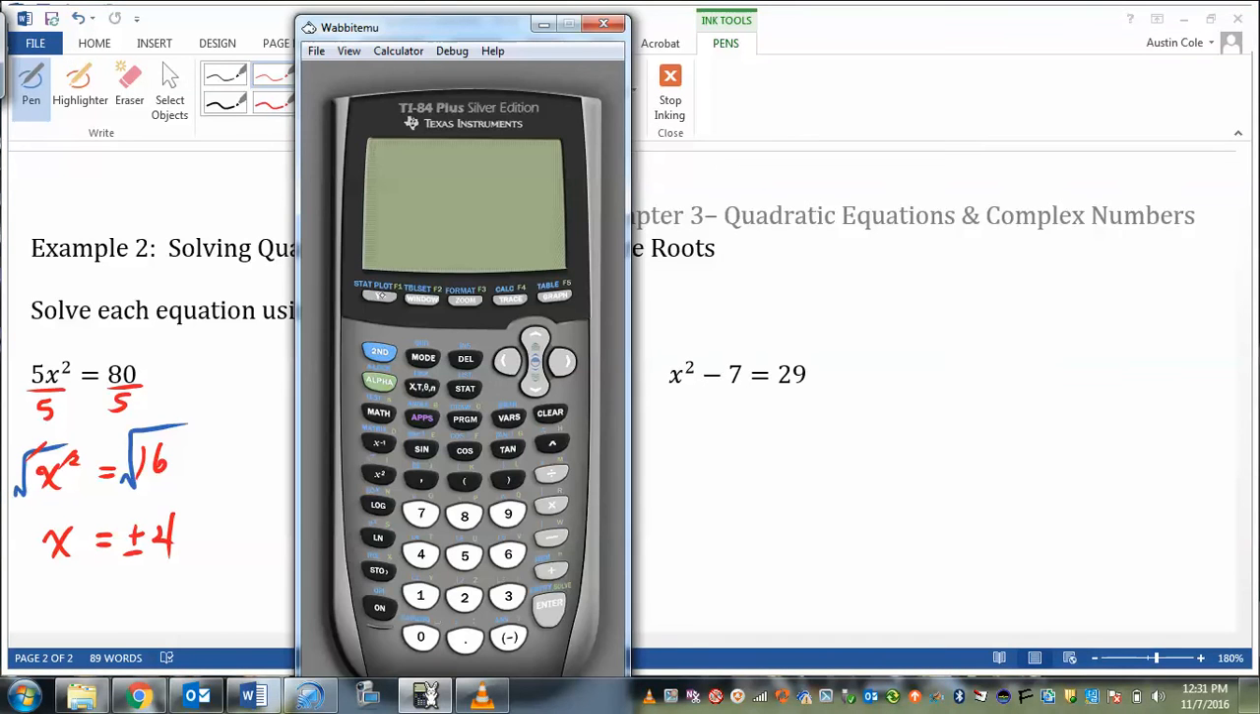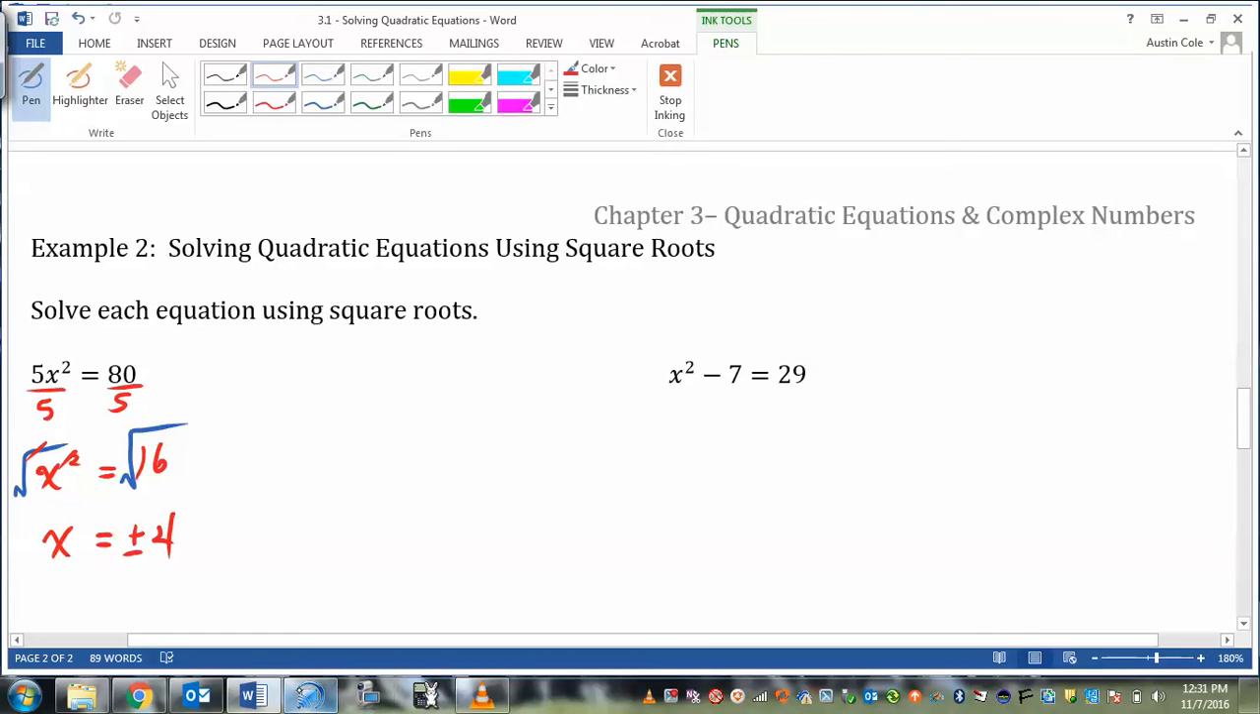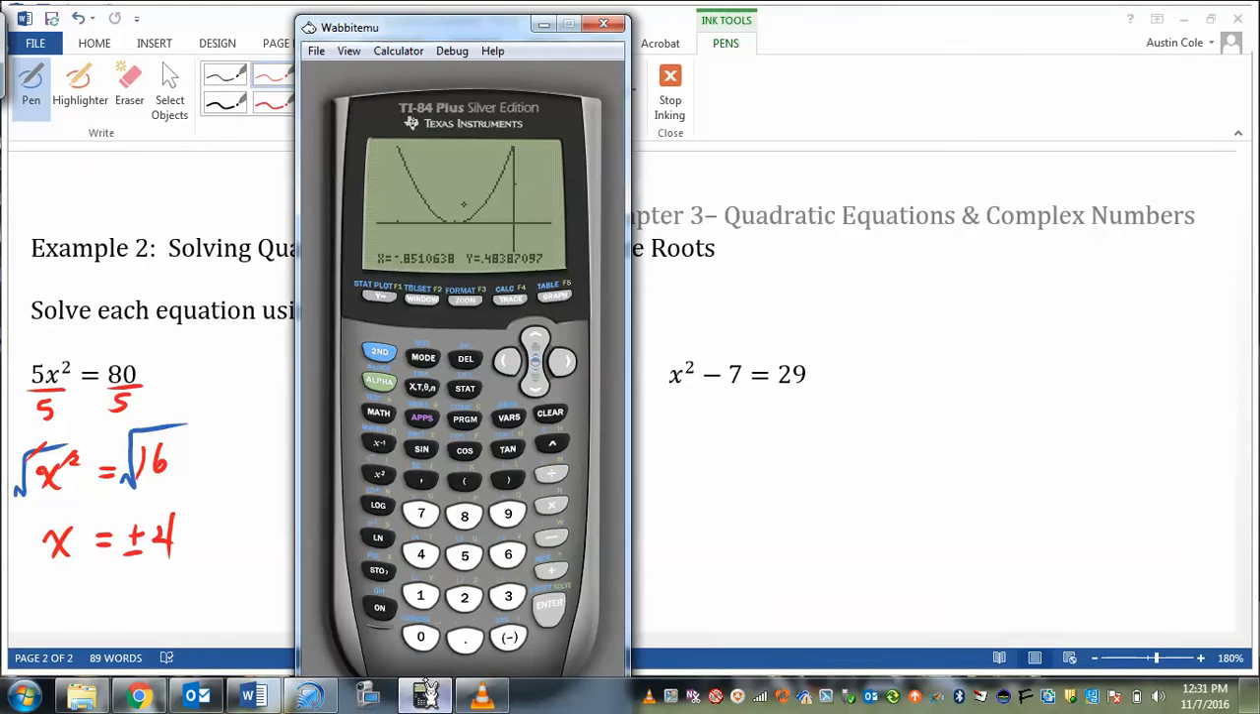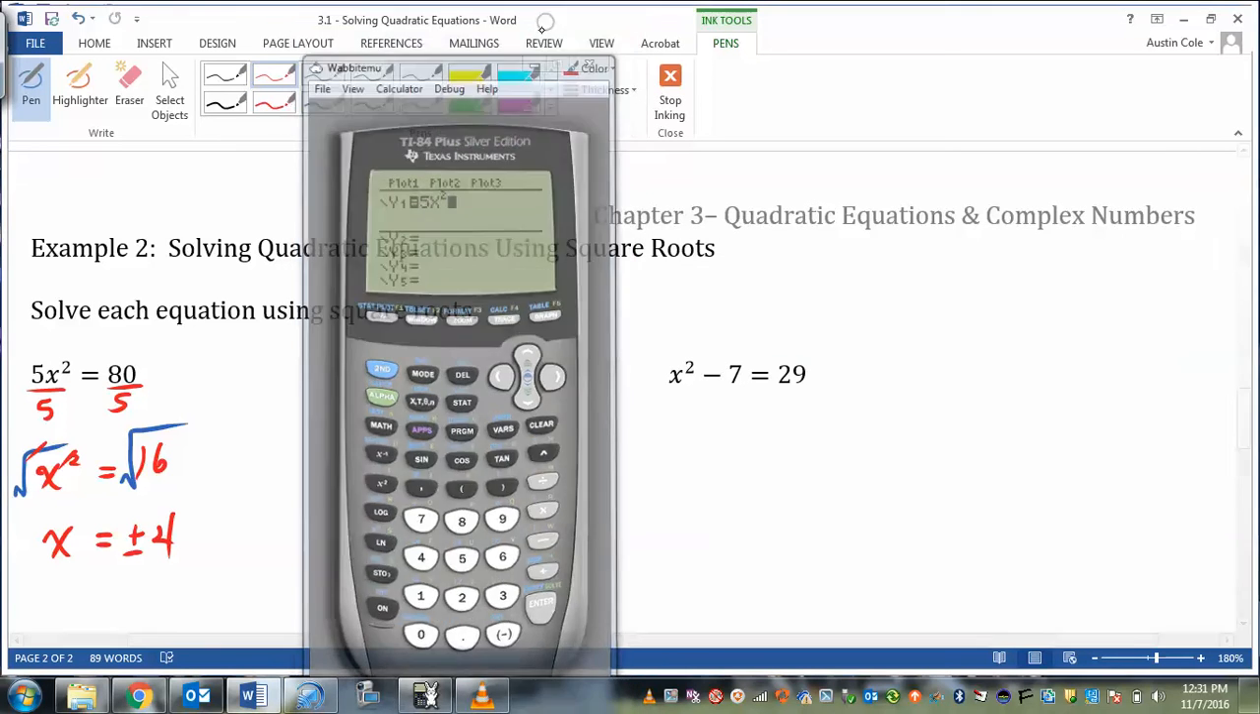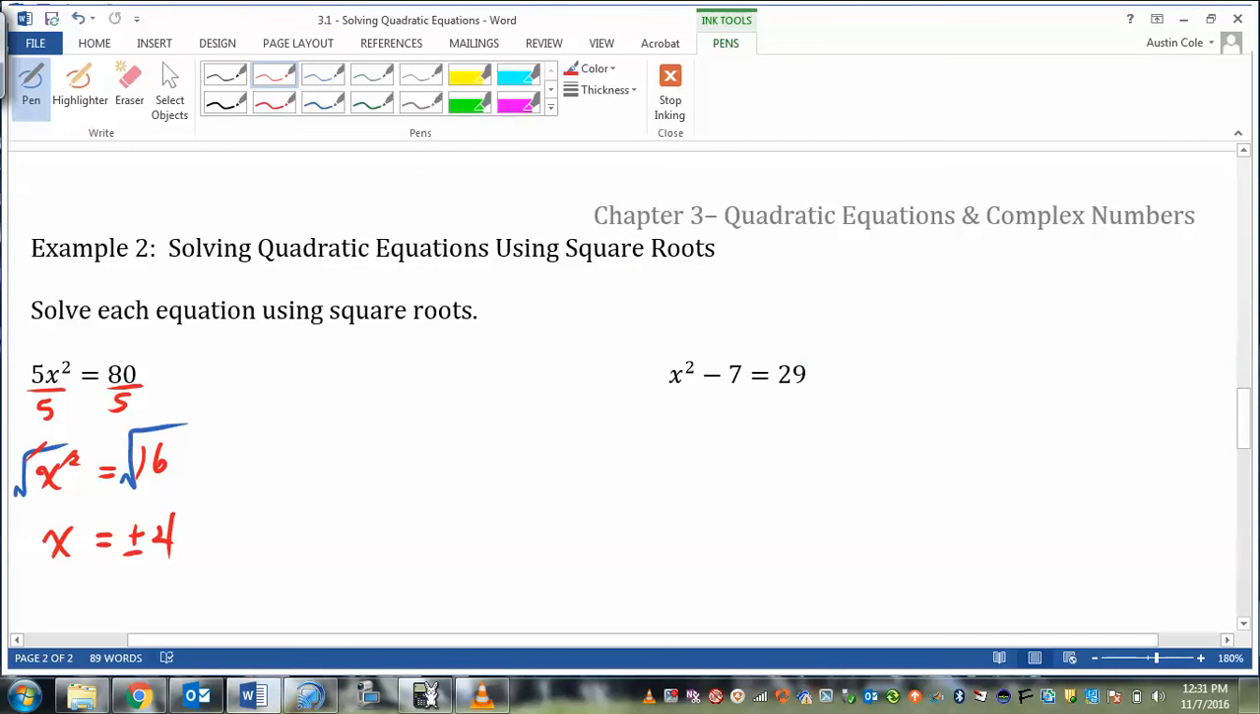Guys, just watch me here for a second. Y equals, it's not going to be friendly. So if I hit 5x squared, can't really do that. Here's a question. How do I put this into my graphing calculator? How do I put that in my graphing calculator? 5x squared equals 80. What? 5x squared, but there is no equals 80.